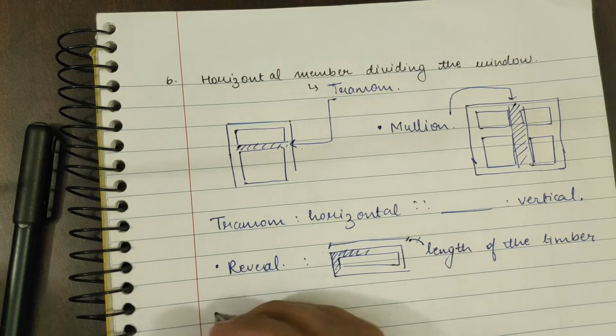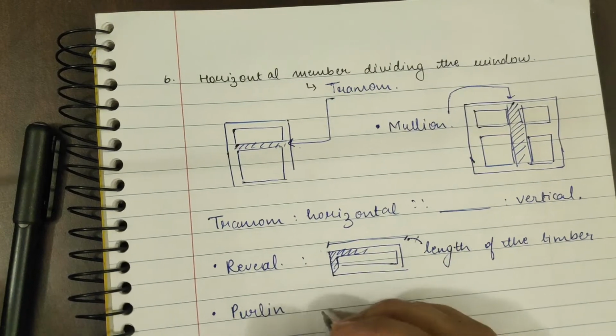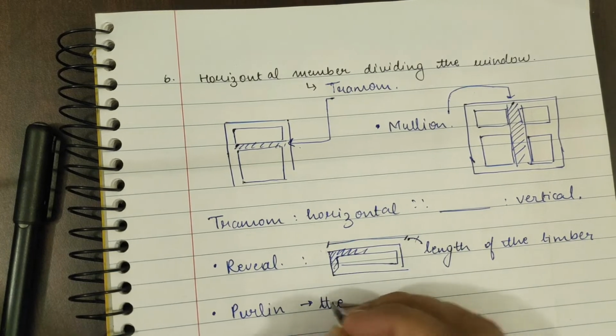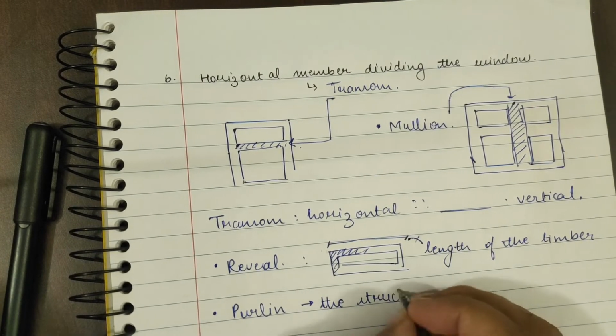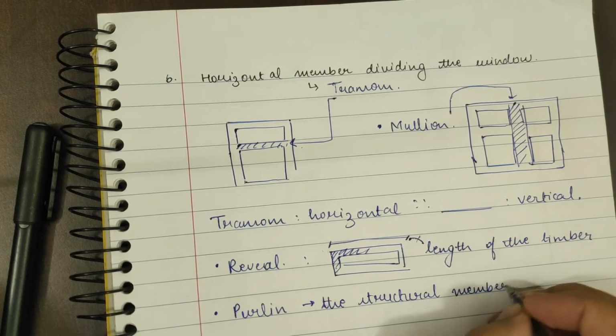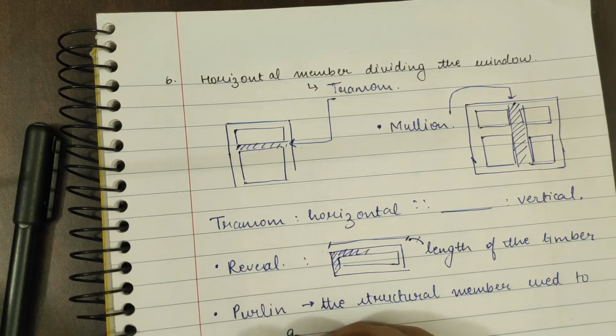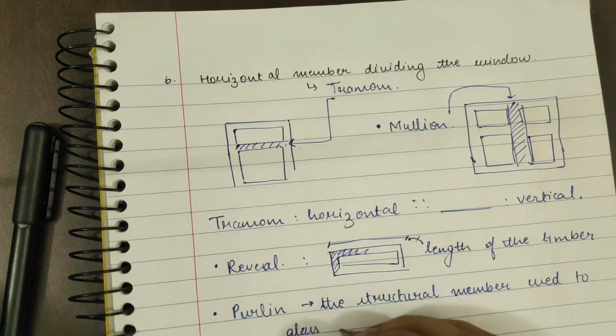And coming to the next option, which is a purlin. So this is actually the structural member. The structural member used to hold the glass panels in place.